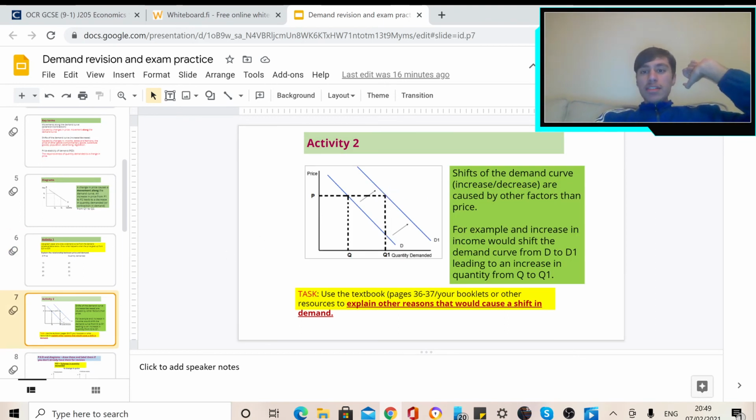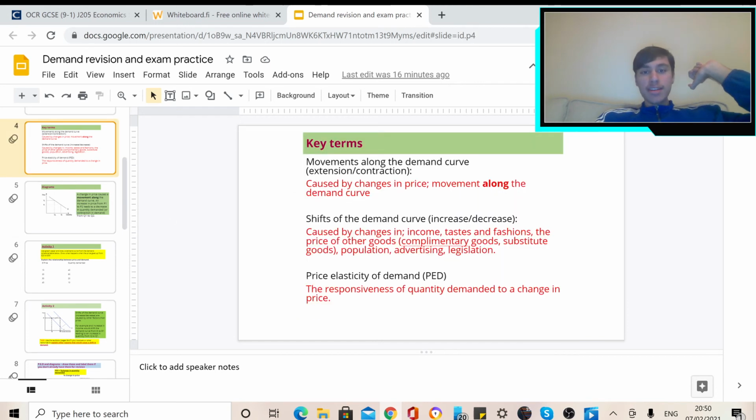So shifts of the demand curve are caused by other factors than price. I just explained that. So it could be caused by changes in income, tastes, and fashions. Of course, if incomes of consumers increase, the demand for any product at any point of time would at least increase by a bit, because consumers have more money. Tastes and fashions, well, that's self-explanatory.